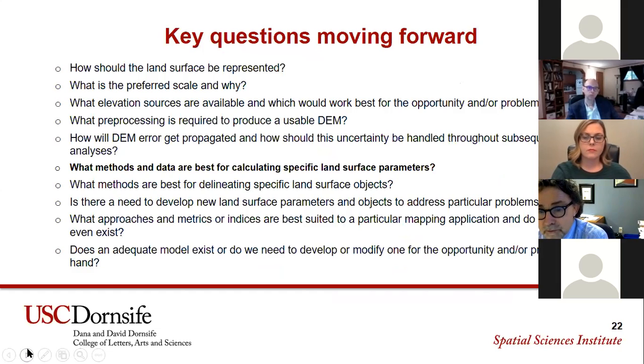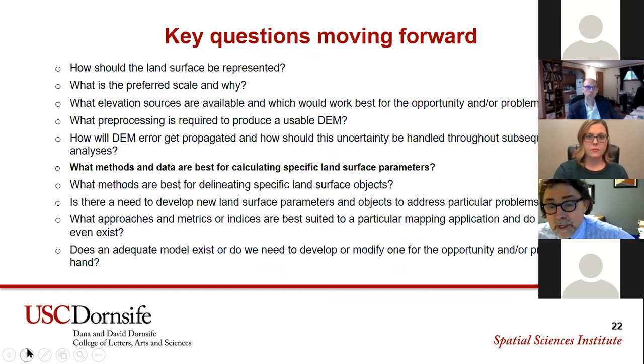So I've been talking this evening about calculating land surface parameters or classifying whole continents or the whole world into landforms. And in order to do that, I need to decide, well, how should the land surface be represented? Which of those models do I use? What's the preferred scale and why? What elevation sources are available and which would work best for the opportunity or problem at hand? What pre-processing is required to produce a usable DEM? How will DEM error get propagated and how should this uncertainty be handled throughout subsequent analyses?